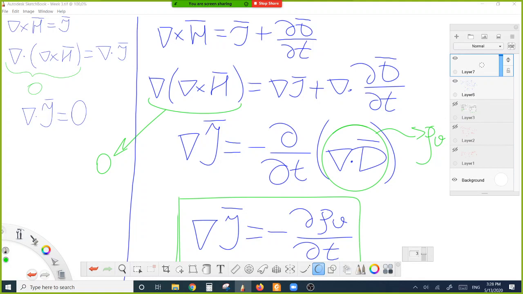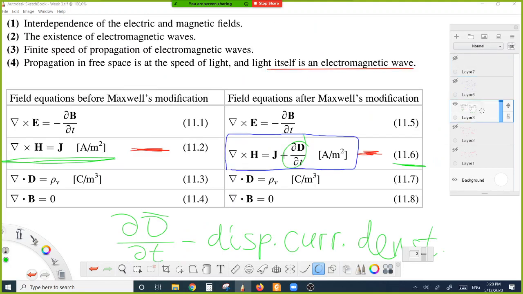So it means that the introduction of displacement current density, so if we look here, the introduction of displacement current density, this term, makes equation 11.2 consistent with the law of conservation of charge, or makes this equation consistent with the continuity equation. So let's see one example.